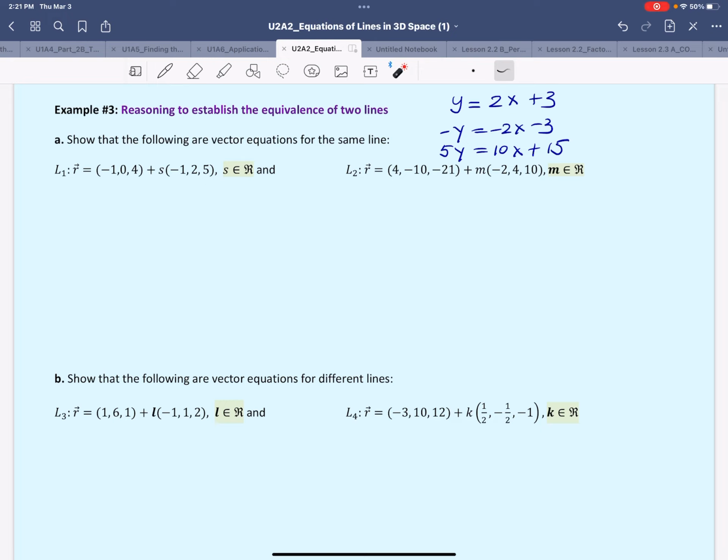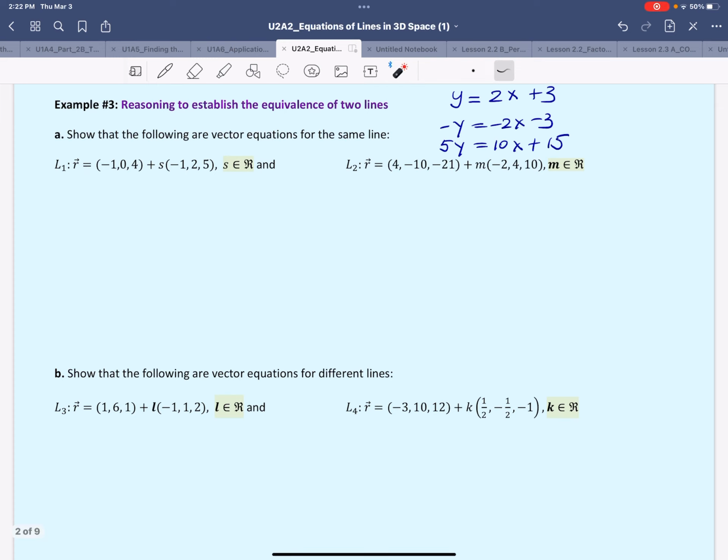So we're going to take a look at example 3a, where we're given the equations of two lines. This time they're in vector form. And just like equations in scalar form, when they are in vector form, we can produce different equations that graphically represent the same line. So how can we tell whether or not the two equations will represent the same line?